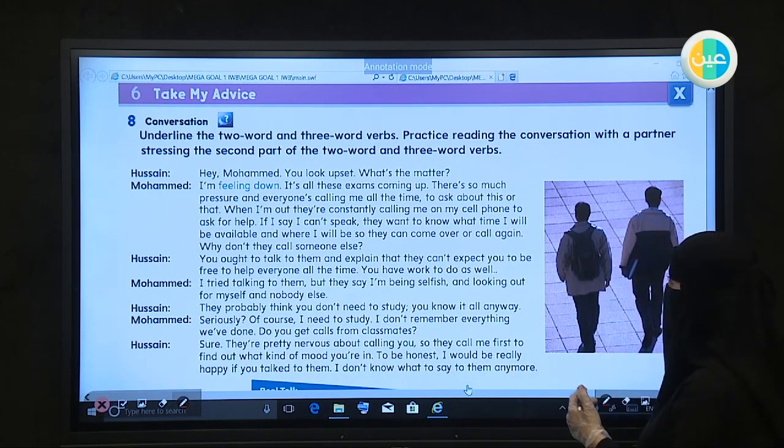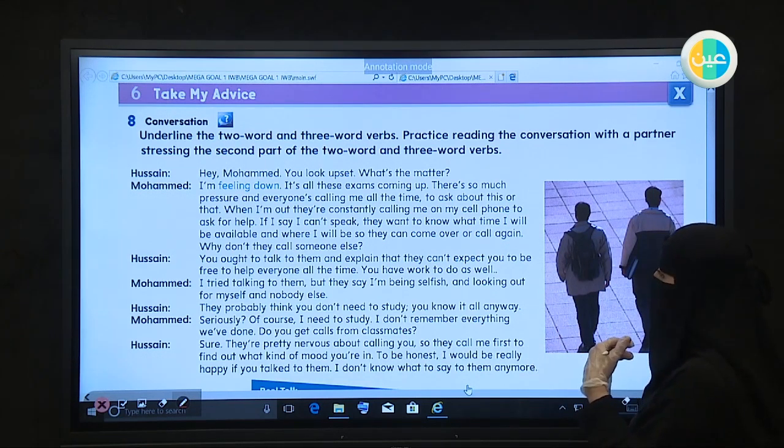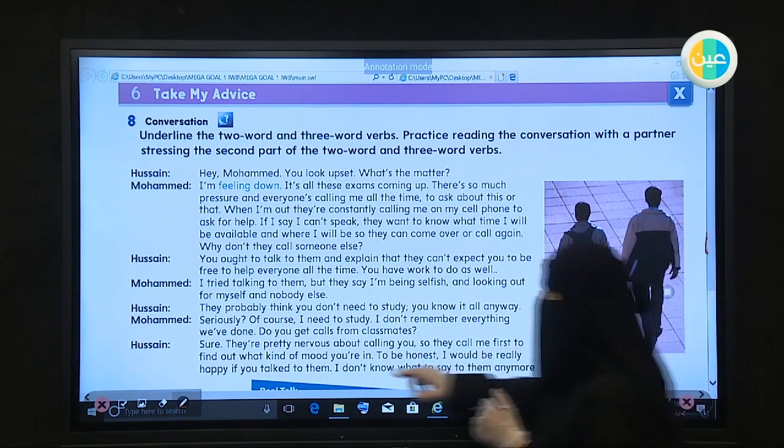So this dialogue between Hussein and Muhammad is about what is the matter with them. They are feeling down, and they are talking about the exam that's coming up and the pressure they are feeling at that time.